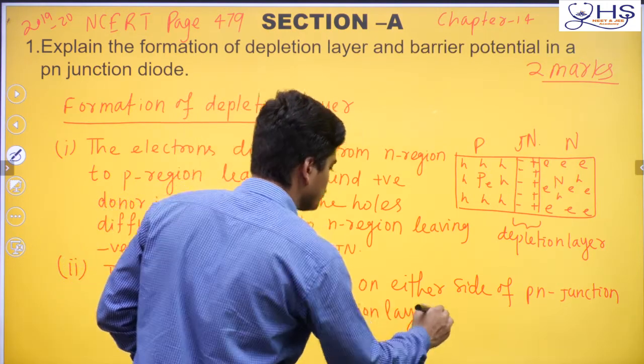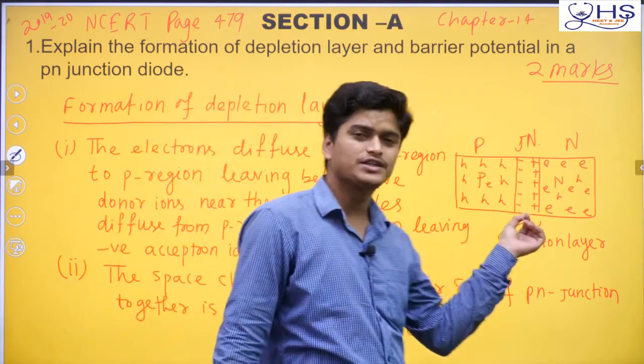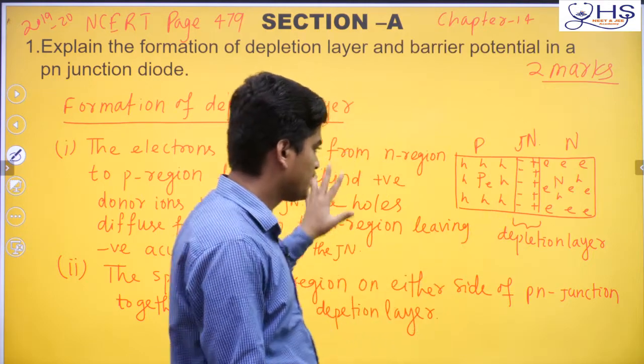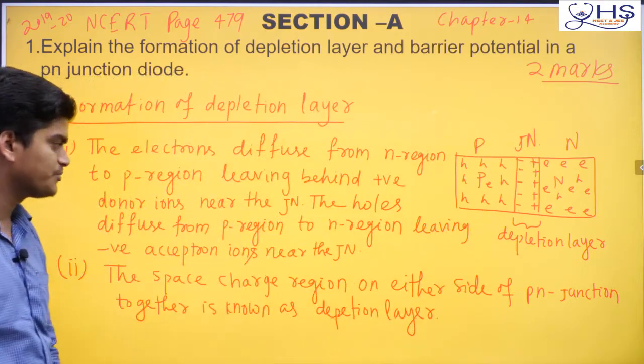So this is the formation you told. For barrier potential, just define the potential. It is a potential actually. So no need to write that much other things. So these two lines must be there.